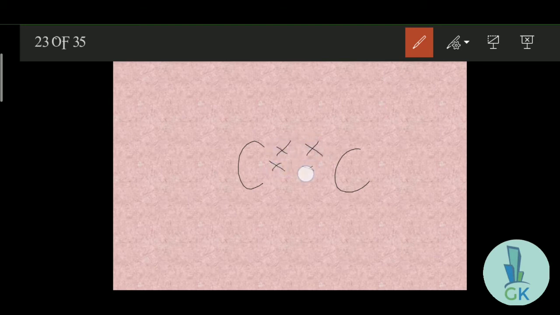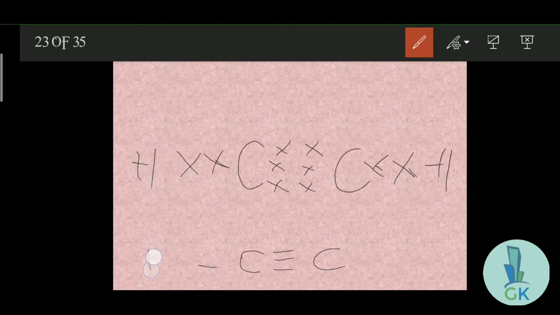So what happens? Each of these two carbon atoms will share 3 valence electrons with each other and form a triple bond. Okay, this way. So there will be 1 valence electron left for each of them, and it will share 1 electron with whom? Hydrogen, and form a single bond. So the bond will be something like this. So this is the structure for C2H2, that is ethyne. I hope this is clear.